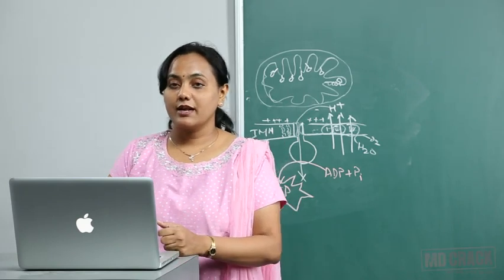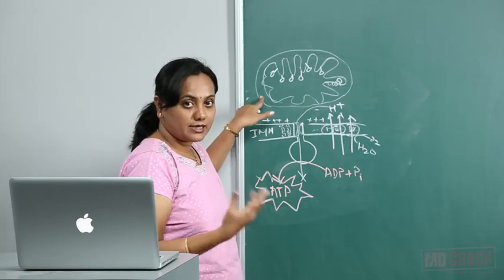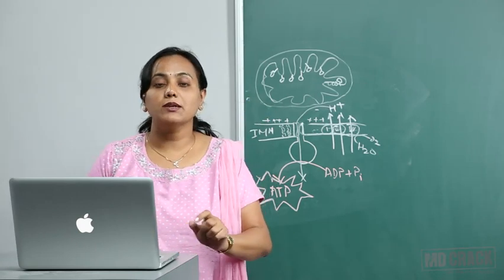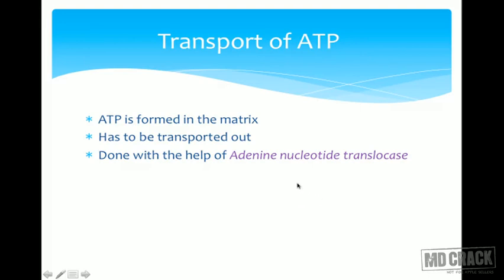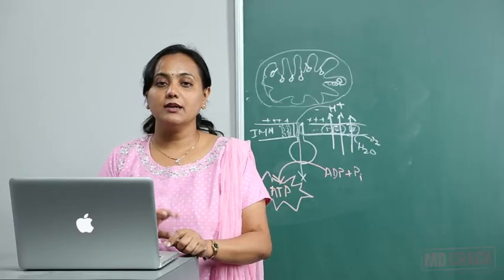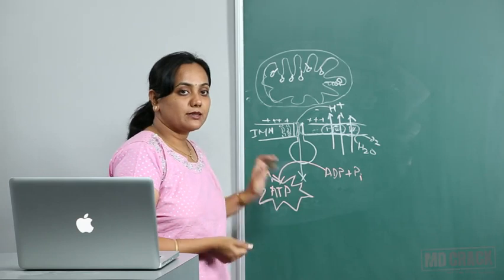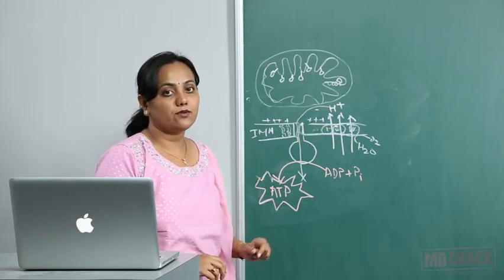So let us look at the transport. ATP is formed here. It has to go outside where it is required. Do we need a transporter? Yes, we have what is called the ATP-ADP translocase. This is transported out with the help of adenine nucleotide translocase. This is a transmembrane protein which is specific for ATP and ADP. So ATP has been synthesized within the cell, with the coupling of electron transport chain and oxidative phosphorylation.